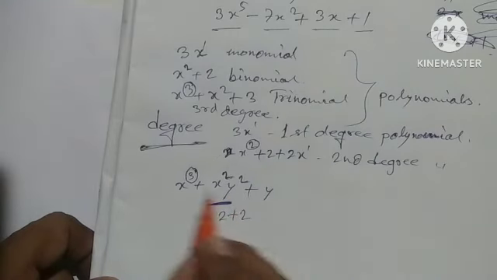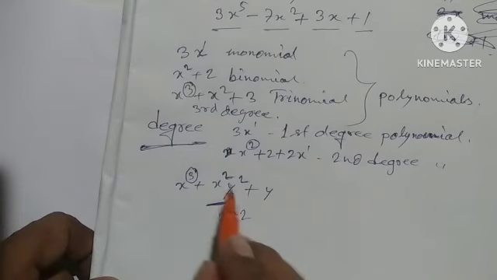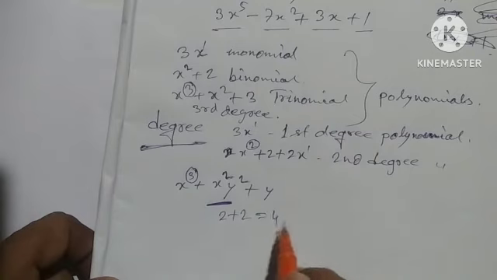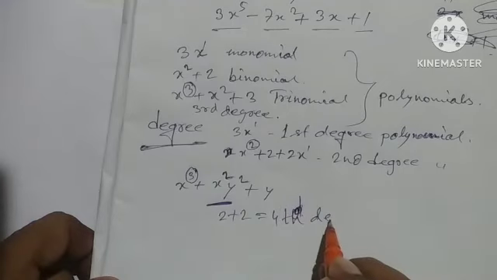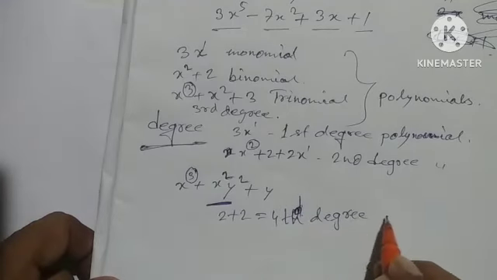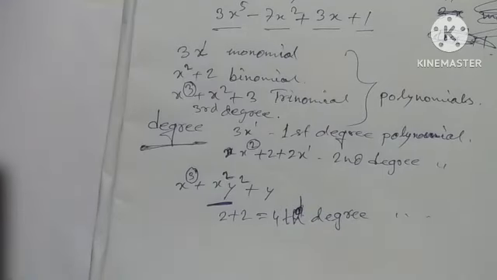So therefore the degree of this polynomial is not 3. Here the degree of this polynomial is 2 plus 2 is equal to 4. So 4 is the degree. So it is a fourth degree polynomial, or you can say degree is 4.